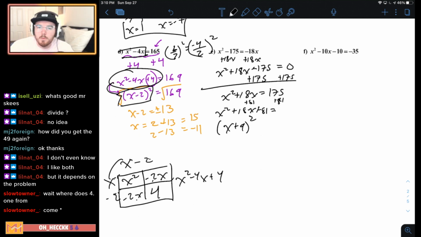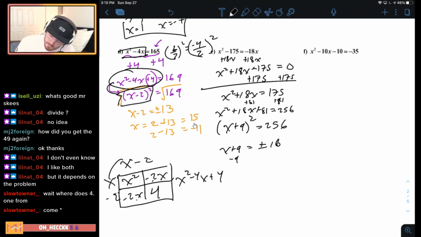What is that? I don't want to mess that up. 175 plus 81 is 256. And the square root of 256, what is that? 14? 16. So negative 9 minus 16 is negative 25. Negative 9 plus 16 is... 16 minus 9. Why am I blanking? 7.